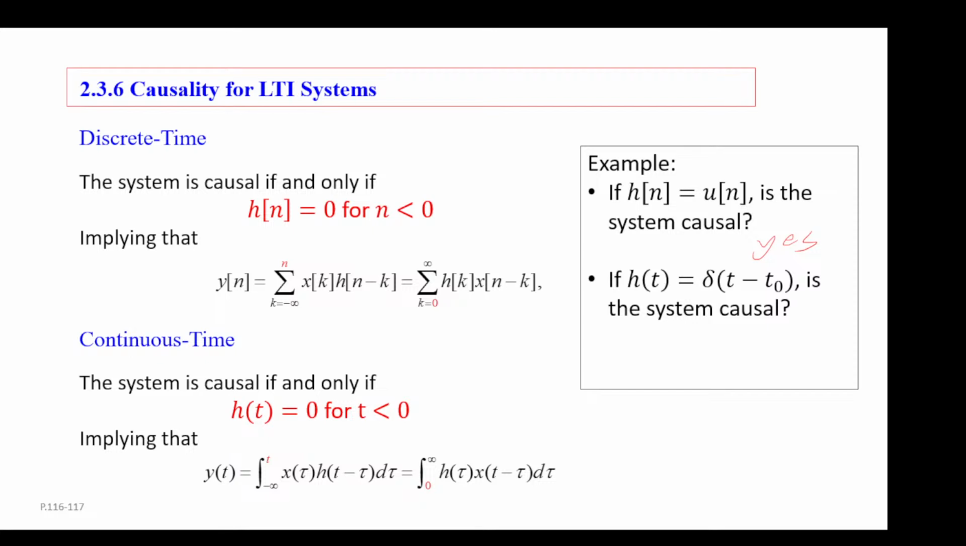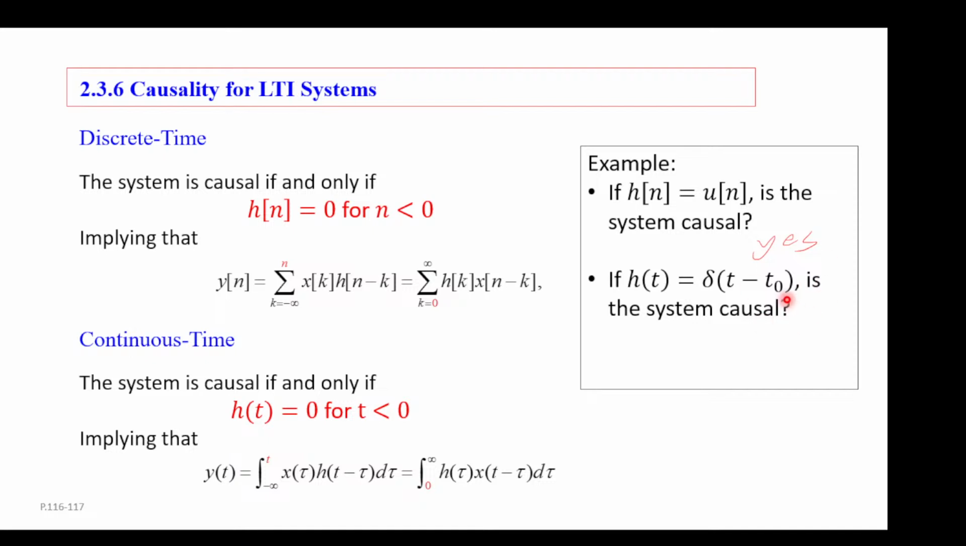Now the next question is harder. It's a trick question, so be careful. If h of t equals delta of t minus t0, is the system causal? If you think it's causal, raise your hand. If you think it's not causal, raise your hand. If you think the answer is maybe, then raise your hand. Yeah, this is a trick question because it depends on t0.